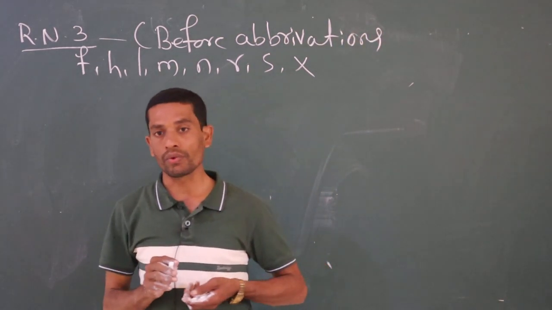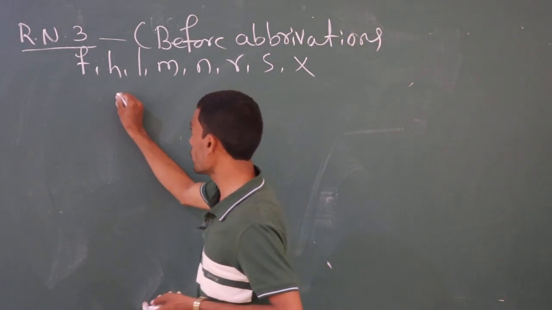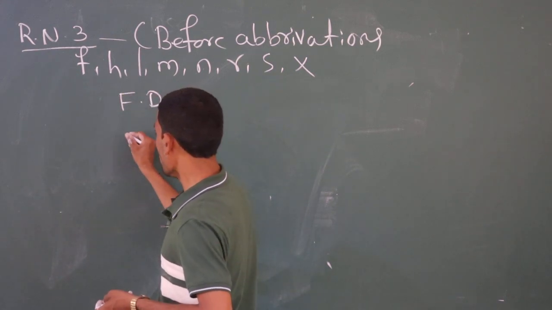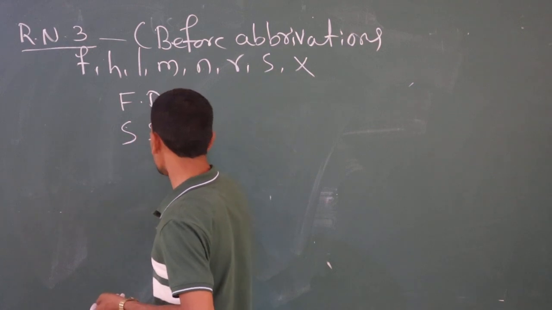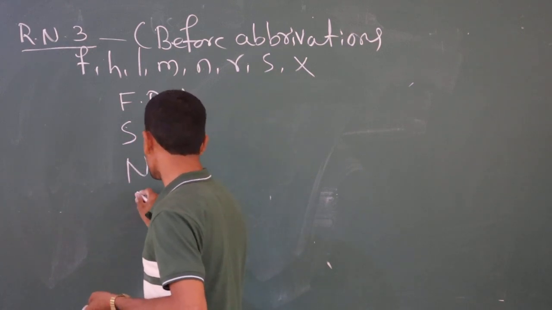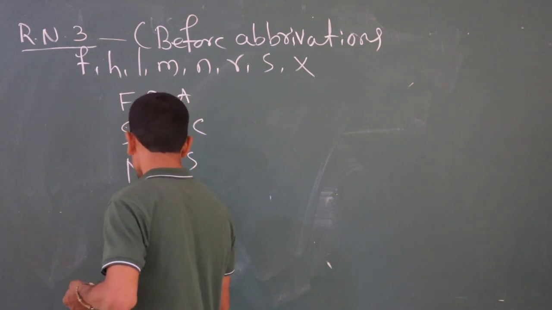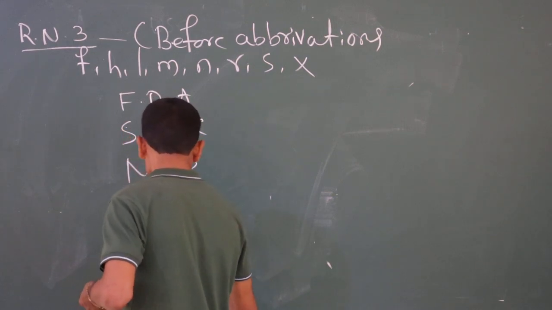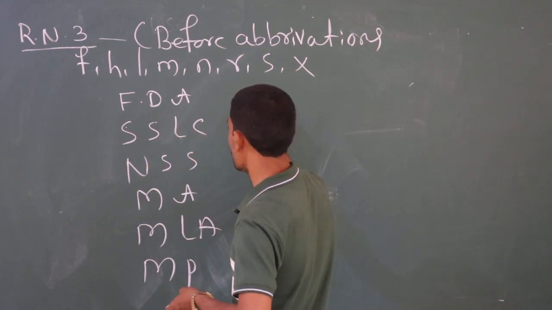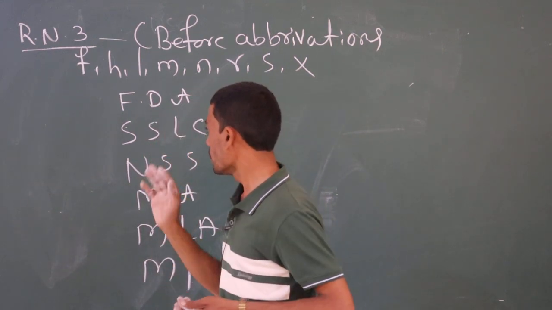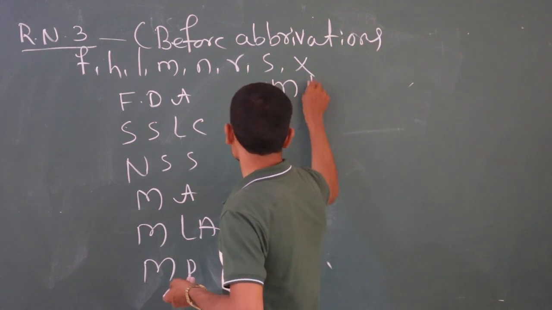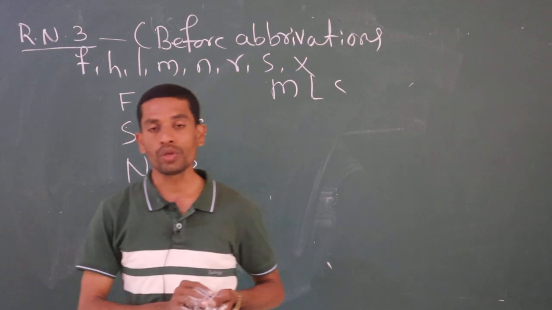Already you know that the long form we can call that. This is for example FDA, SSLC, NSS and MEA and MLA and MP and so many, MLC, so MLA or MLC. So see here, before abbreviations we have to use an article.